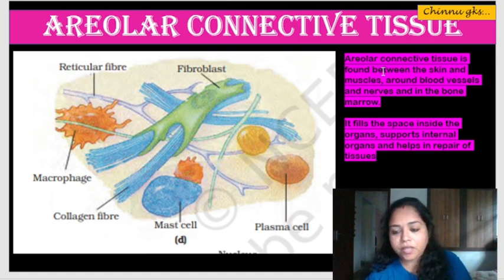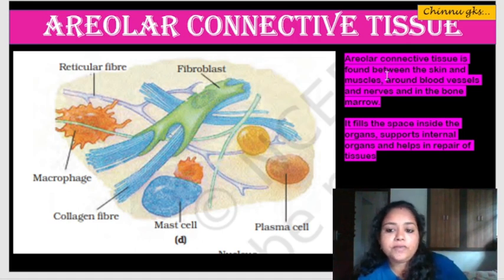support in nature. So areolar connective tissue is found between the skin and the muscles, around the blood vessels and the nerves, and in the bone marrow. It fills the space inside the organs, supports internal organs, and helps in repair of the tissue. Okay, that's the role of the areolar connective tissue.